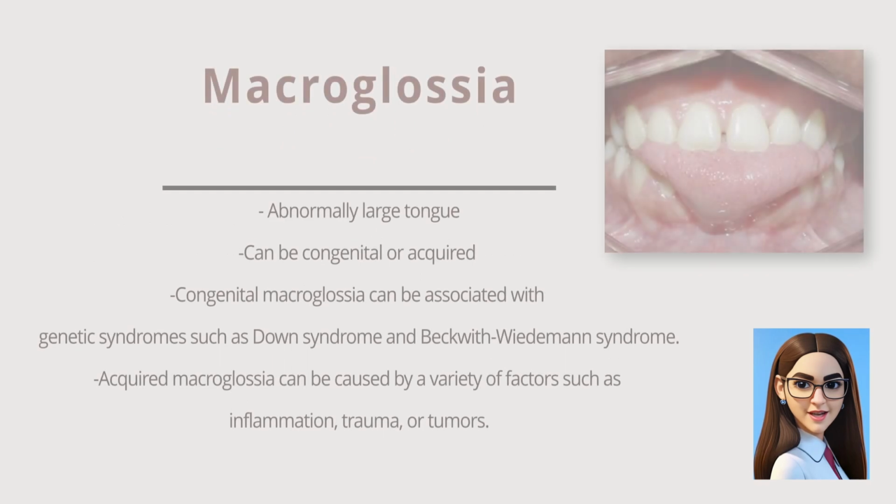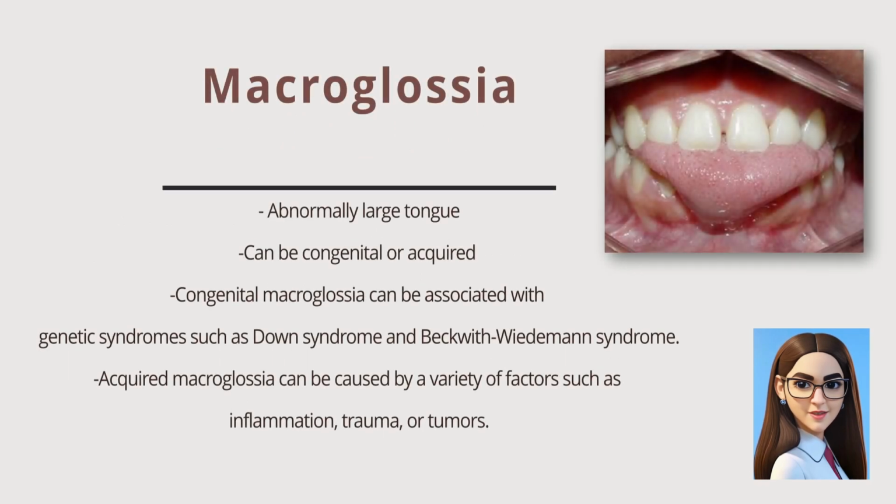Lastly, macroglossia, which is characterized by an abnormally large tongue that can cause functional problems and affect a person's quality of life. Macroglossia can be congenital or acquired. Congenital macroglossia is usually present at birth and can be associated with genetic syndromes such as Down syndrome or Beckwith-Wiedemann syndrome. On the other hand, acquired macroglossia can be caused by a variety of factors such as inflammation, trauma, or tumors. In some cases, macroglossia can cause problems with speech, eating, and breathing.